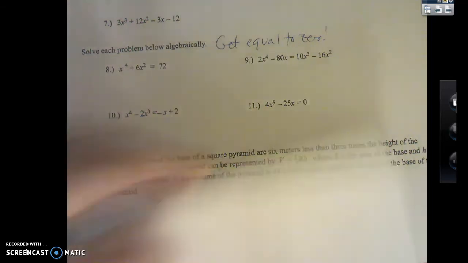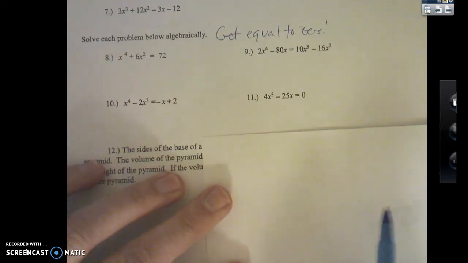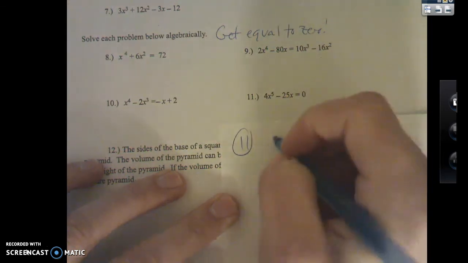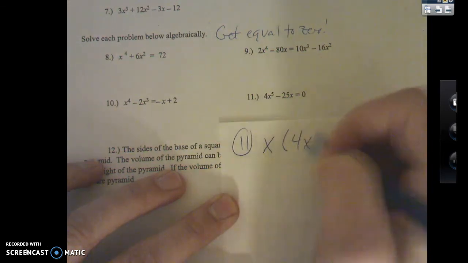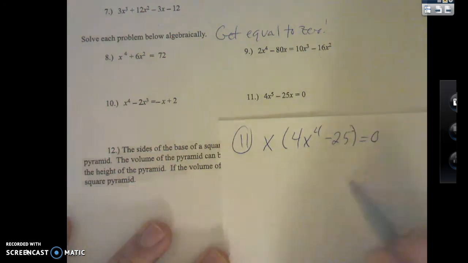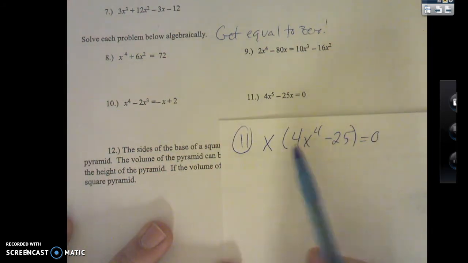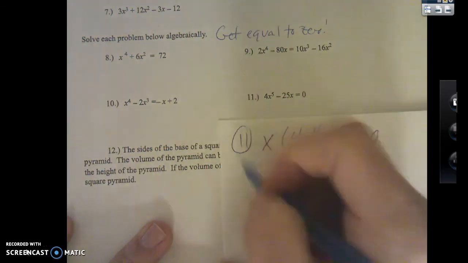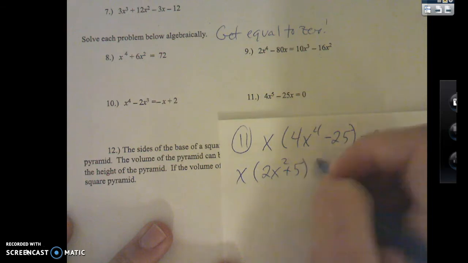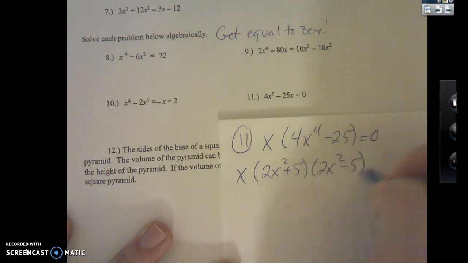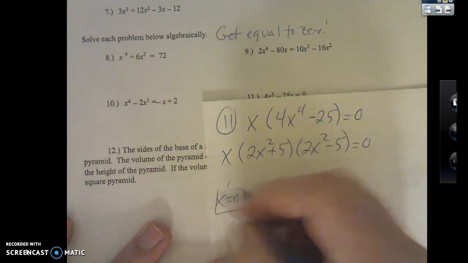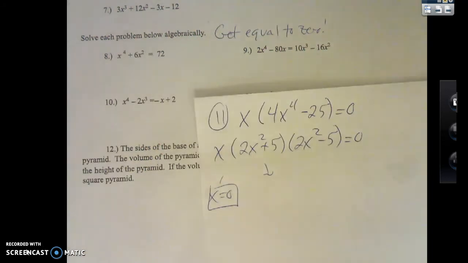And let's take a look here. Number 11 is actually kind of nice. What's common in both 4x to the 5th minus 25x? Well, they both have an x. So if I pull that out, I'm left with 4x to the 4th minus 25. Now I'm hoping that you guys are getting a little better with this, with a slow little ding going off in your head. 4 and 25 are both perfect squares. So this is a difference of squares problem. 2x squared plus 5, 2x squared minus 5. Okay. So I can make this equal to 0. Great. And then I can make this equal to 0.